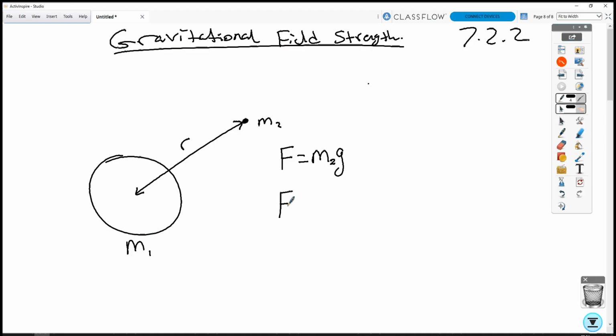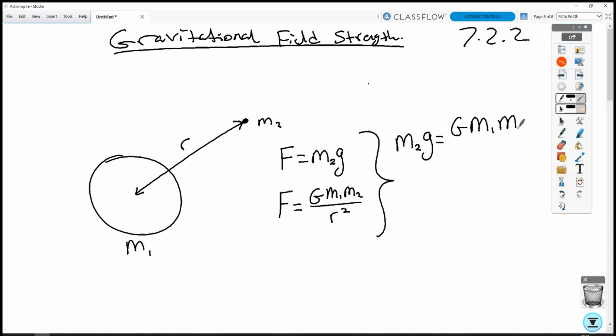And also we recall the equation from last lesson, which is Newton's law of gravitation: F equals G m1 m2 all over r squared. Now what we're going to do is equate these equations together, because both of these equations describe a force that is experienced by the mass M2. So when we equate these two equations together, we get m2 g equals big G m1 m2 all over r squared.